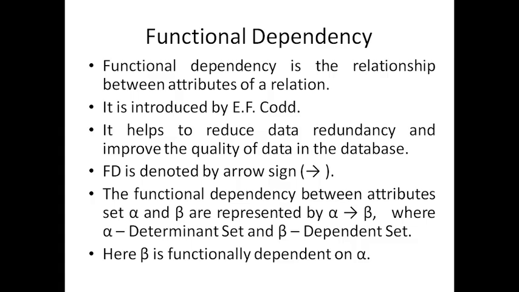Functional dependency is a relationship between attributes of a relation. It was introduced by E.F. Codd. It helps to reduce data redundancy and improve the quality of the data in the database through normalization.